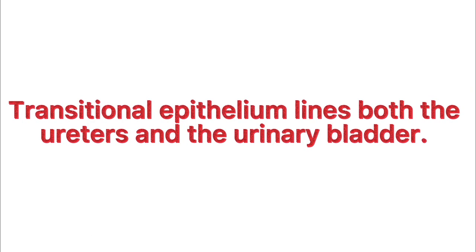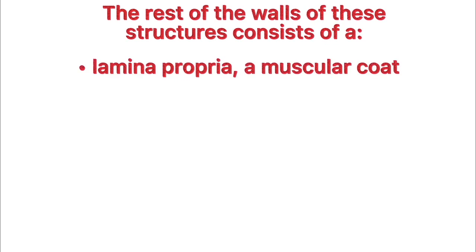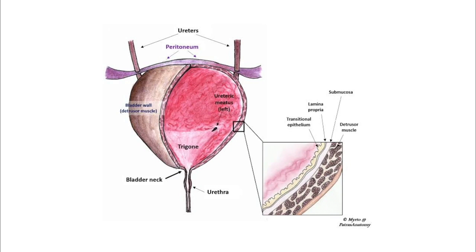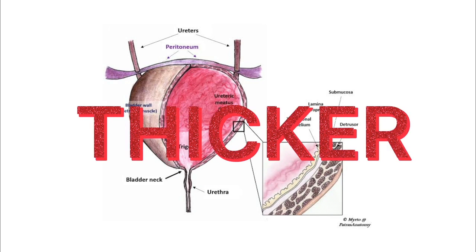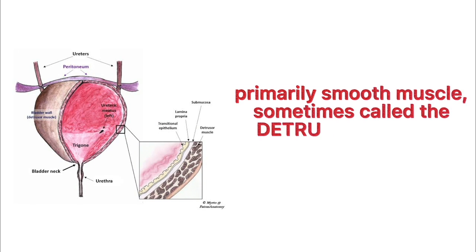Transitional epithelium lines both the ureters and urinary bladder. Transitional epithelium is specialized so that the cells slide past one another, and the number of cell layers decreases as the volume of the ureters and urinary bladder increases. The rest of the walls of these structures consist of the lamina propria, which is a muscular coat in a fibrous adventitia. The wall of the urinary bladder is much thicker than the wall of a ureter because it consists of layers of primarily smooth muscle, which is sometimes called the detrusor muscle.